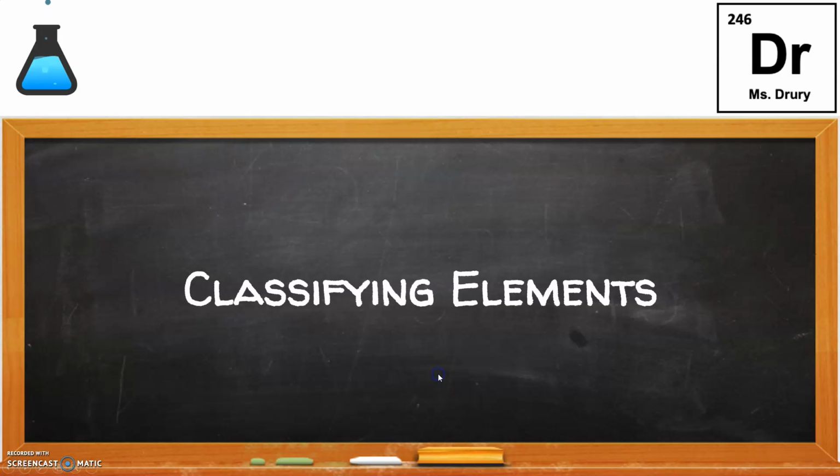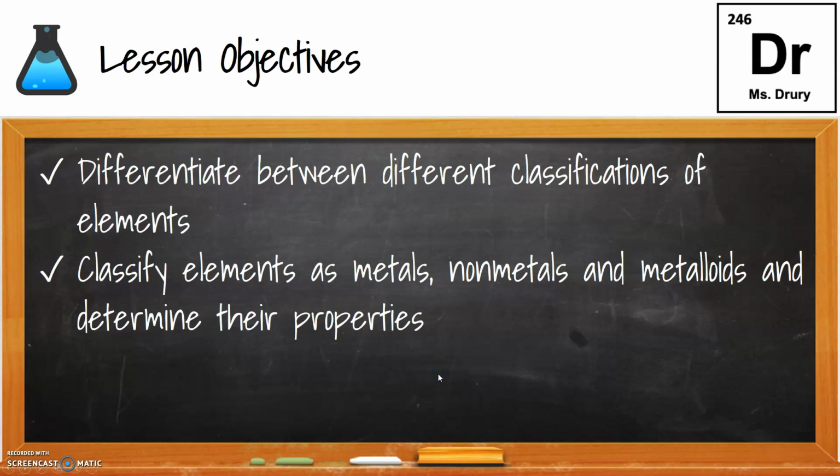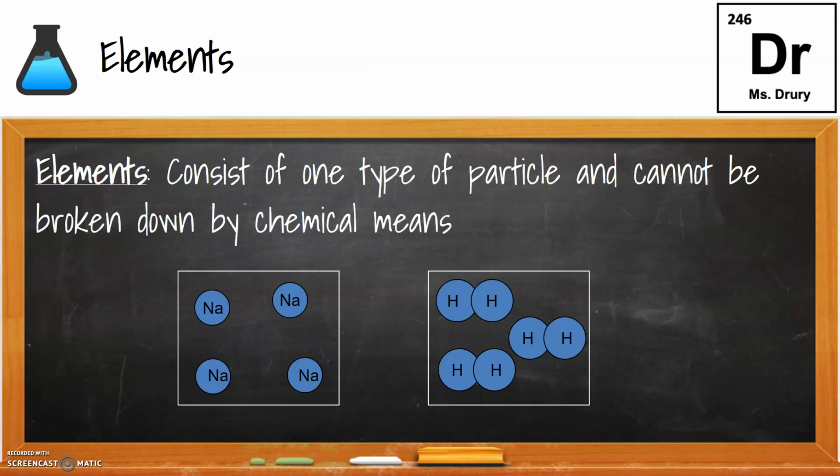Let's classify elements in a little more detail. By the end of the video, you should be able to differentiate between different classifications of elements and classify them as metals, nonmetals, and metalloids with their properties. So elements consist of one type of particle and can't be broken down.